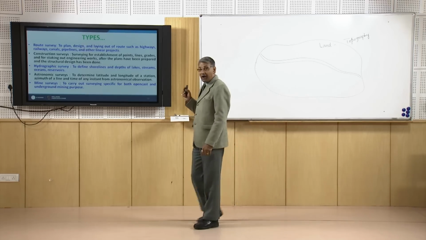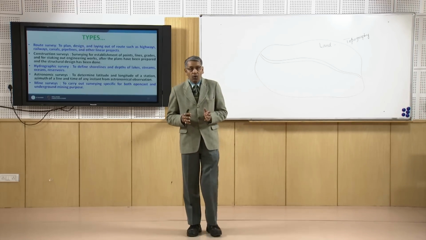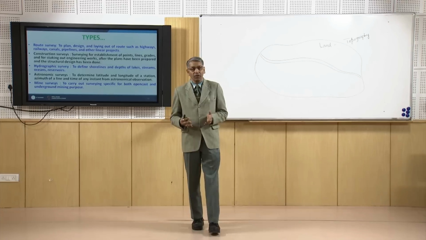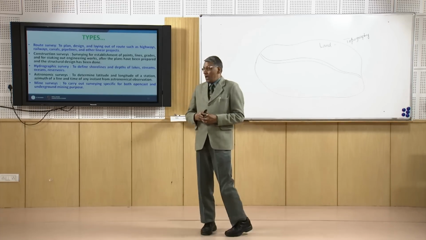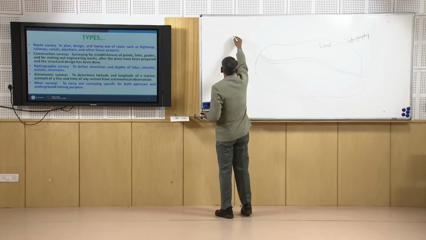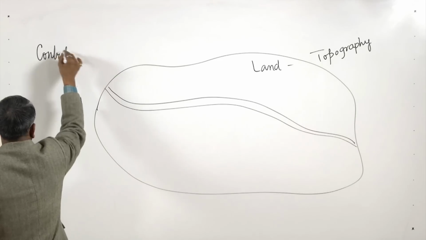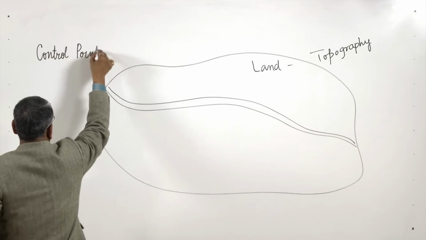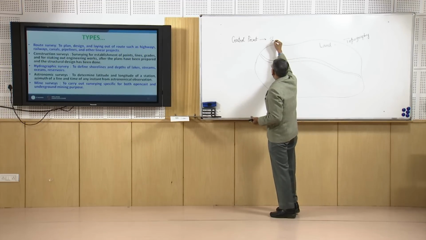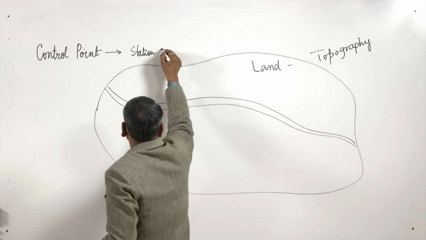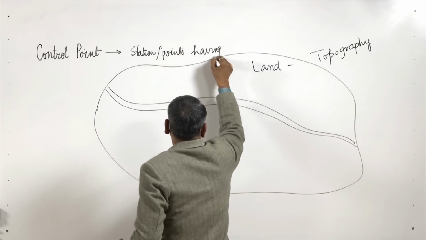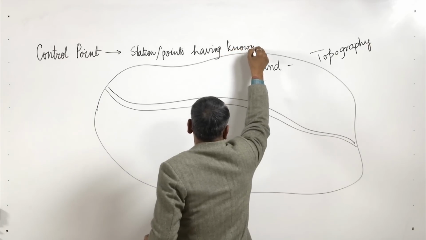Now there are different types of surveying depending upon the type of work we do during surveying, or the purpose of doing the surveying. Like if we want to establish control points. Now what is a control point? Control points are stations or points having known location.